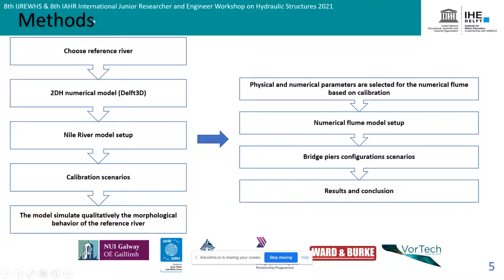Now we come to the methodology for our research today. First, we choose a reference river, which is a Nile River reach downstream of the High Aswan Dam in Egypt. It's a sandy lowland river. Then we use 2DH numerical modeling, which is Delft3D, and we build a model we call the Nile River model. Then we carried out a calibration process until the model could simulate qualitatively the morphological behavior of the reference river, which consists of alternate bars.